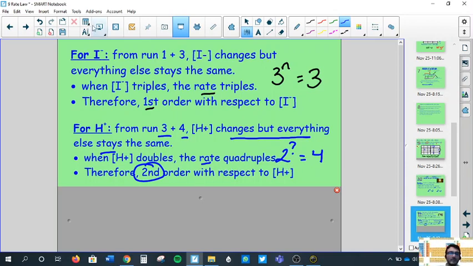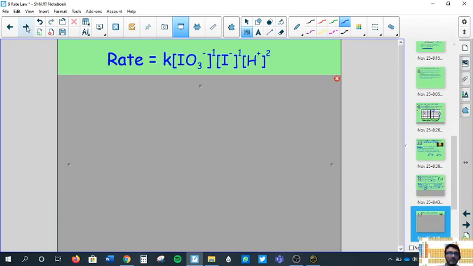Now, let's put all that together. We now know what all of our exponents are. Rate is equal to a constant k, iodate to the 1, iodide to the 1, hydride to the 2. Right? Part A is done. Oops, didn't mean to do that. Part A is done. Okay?